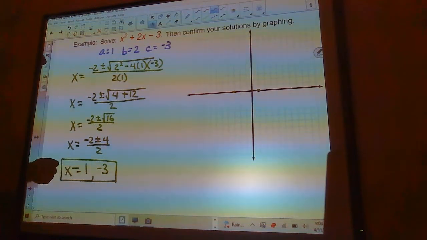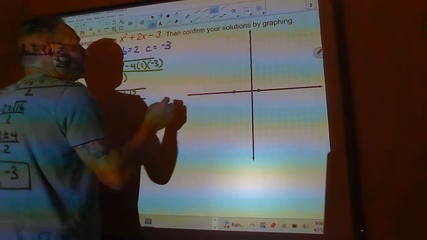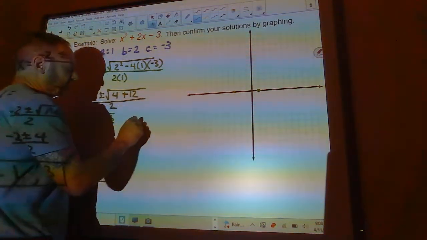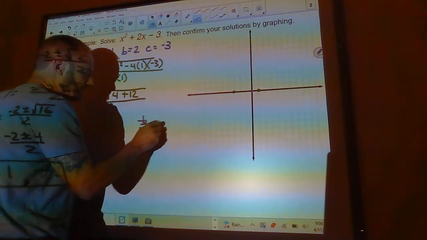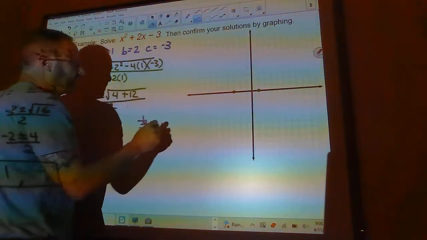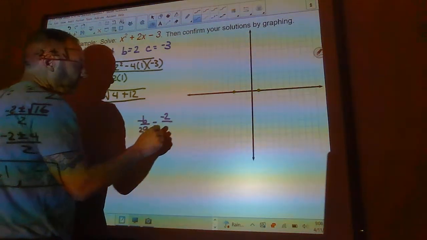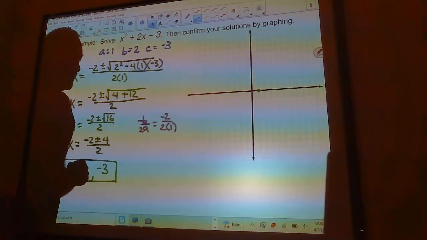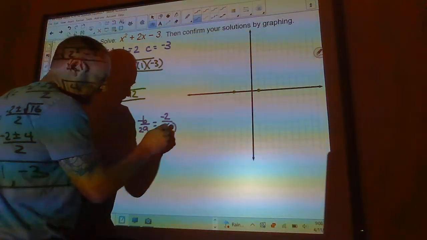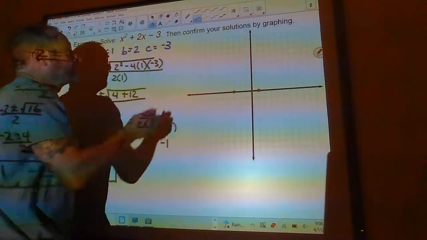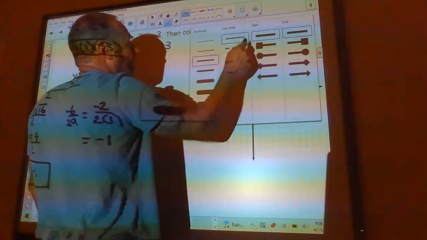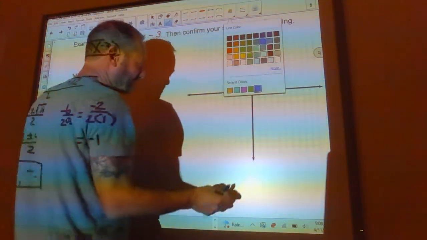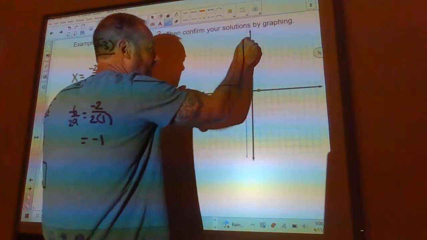So we did some quadratics by graphing. Let's go ahead and try this by graphing and see if it confirms it. Remember, the first thing we did was we found the axis of symmetry. That was at negative b over 2a. So that would be negative 2 over 2 times a, which is 1. That comes out to be negative 2 over 2, which is negative 1. So we have an axis of symmetry at negative 1 right here.